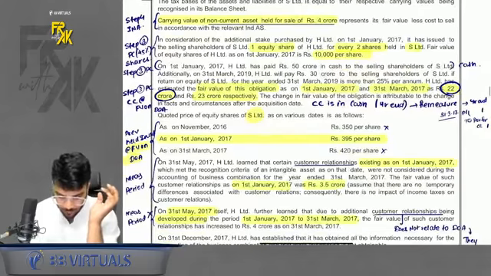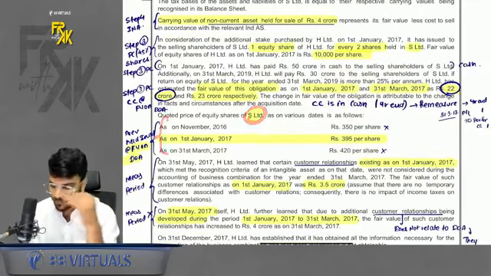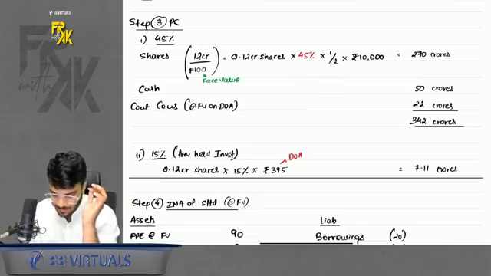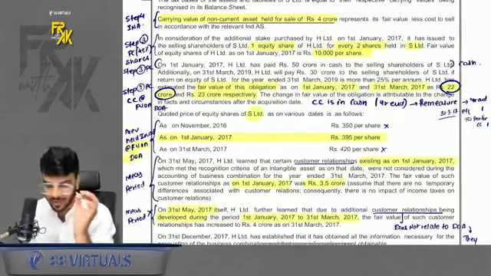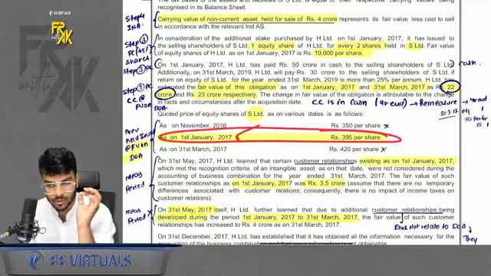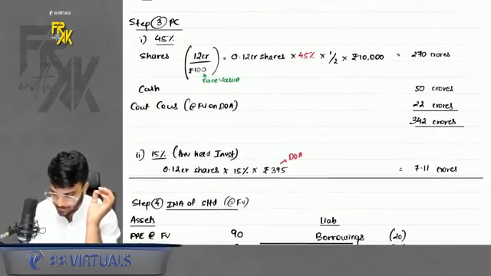Then information of share price of the subsidiary is given. Why is it given? To measure the previously held investment. You had 15% previously. This 15% you will measure at the fair value on the date of acquisition. So out of these, the middle value is relevant for you because this is the date of acquisition. So you will get the value of the previously held investment also.